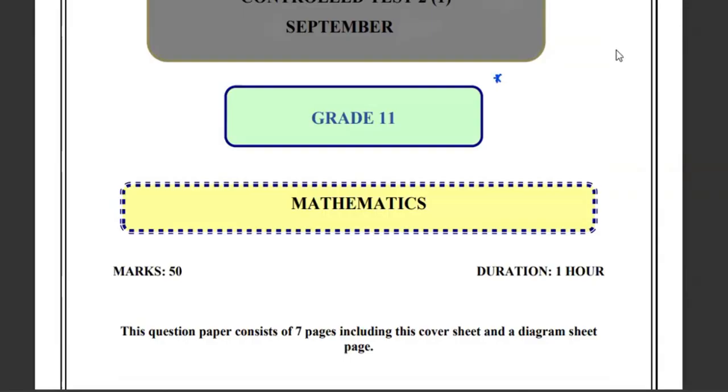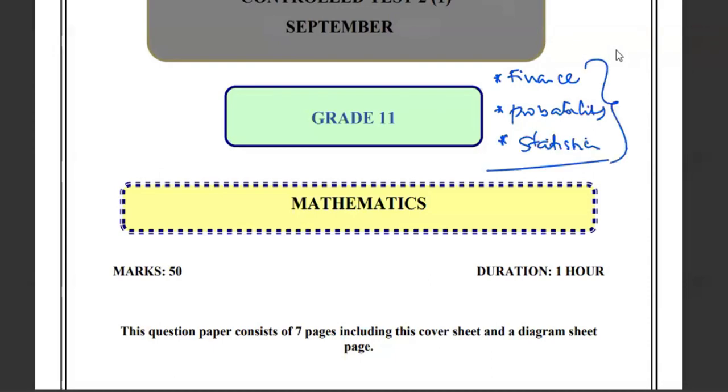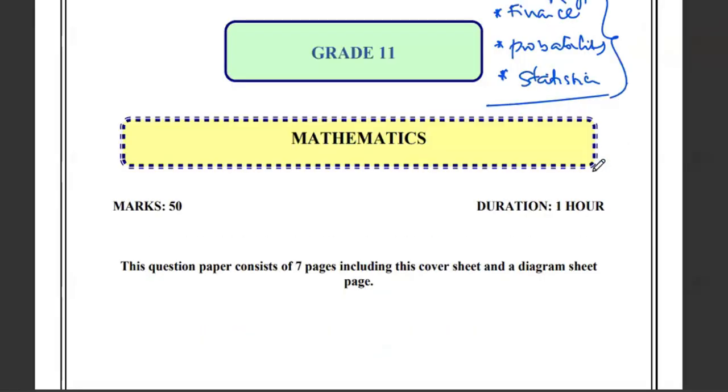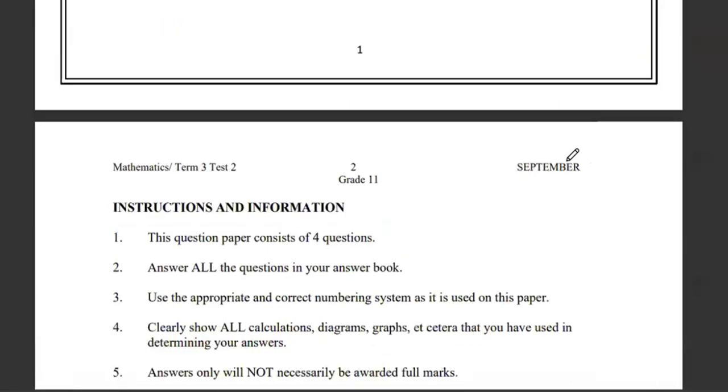Number one is finance, okay? Number two, we have probability. And then number three, we have statistics. Basically, these three topics are what we can expect. Other examiners could also add algebra, just for practice purposes and to make the paper a little bit more counting. Okay, so let's dive into the questions.